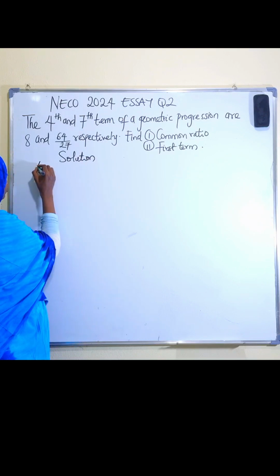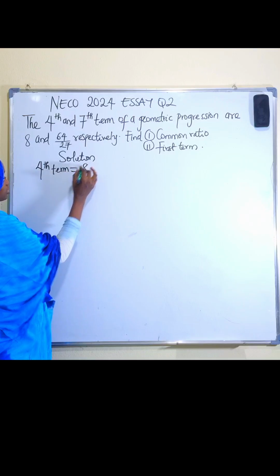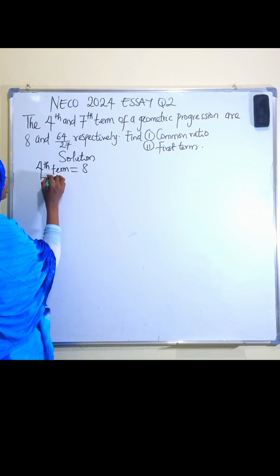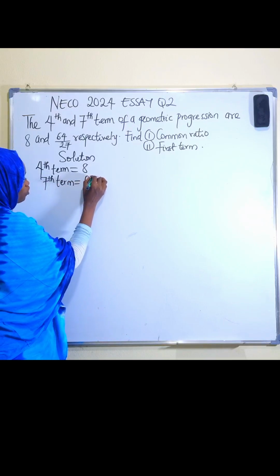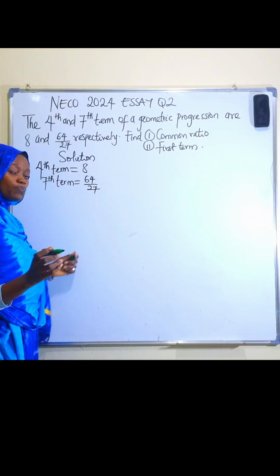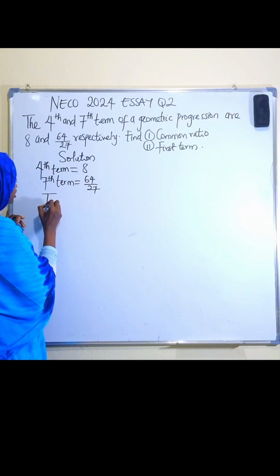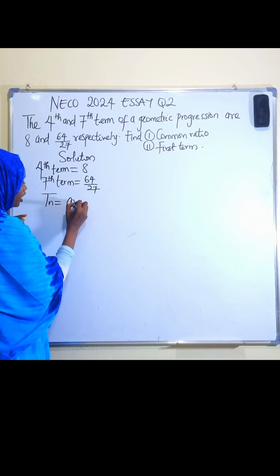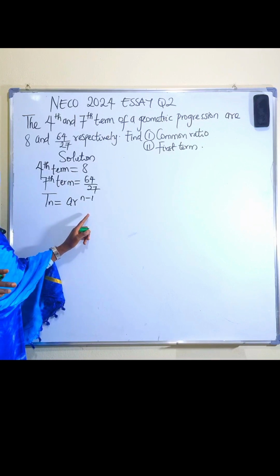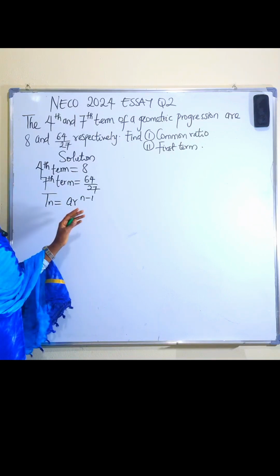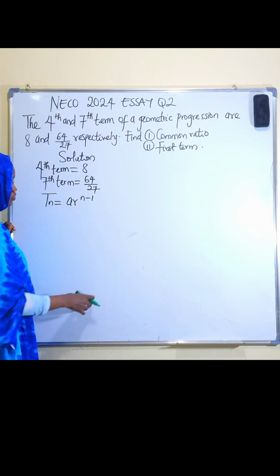So we have the fourth term. The fourth term is equal to 8, while the seventh term is equal to 64 over 27. For a geometric progression, we are going to use this formula, which is Tn is equal to AR to the power of n minus 1. So now we're going to use this to substitute and simplify and get the final correct answer. This is the formula for any term of a geometric progression, okay?